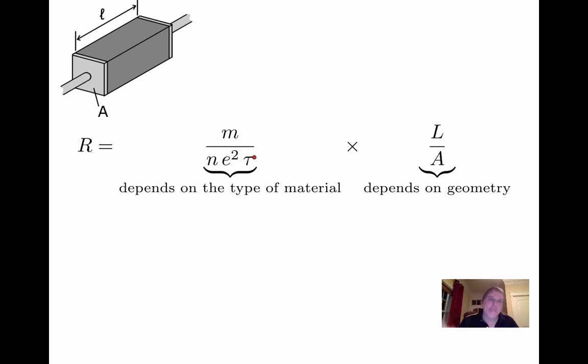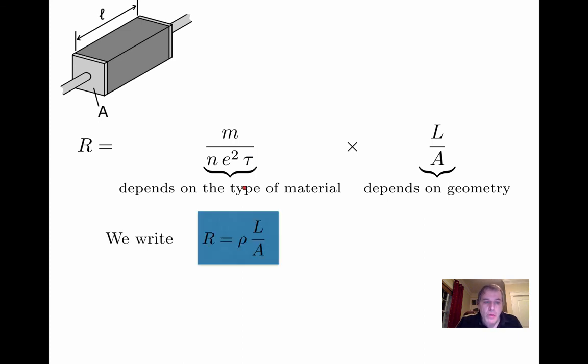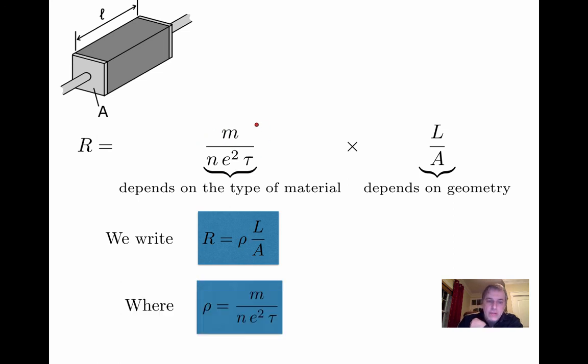For different materials, the average time between collisions would be different. So people write this equation in the following way: R equals rho L over A. The part that depends on the geometry, we leave here, and everything else that depends on the type of material, we rename rho. That's the way we write the equation, but it's the same equation as this. Clearly, what we call rho is just these factors here.